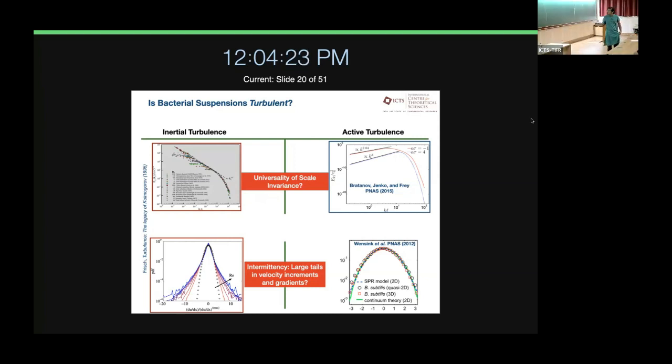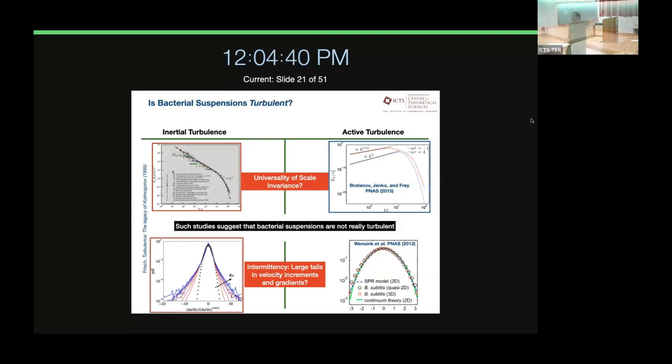But as the early works from Yeoman's group and others showed, both in their models and in their experiments, these flows admit no large tails. So there are no large deviations, everything is Gaussian. And so in this sense, these studies would suggest that turbulent suspensions are not really turbulent.